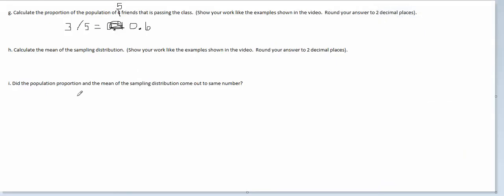And then part I says, did the population proportion from part G come out to the same number as the mean of the sampling distribution in part H? And if you did everything correctly, the answer would be yes, because in a situation involving a sample mean, the mean of the sampling distribution equals the mean of the population. And in a situation involving proportions, the mean of the sampling distribution equals the population proportion. So if I did the work in part H correctly, it would come out to 0.6. And this is actually the end of this problem right here.